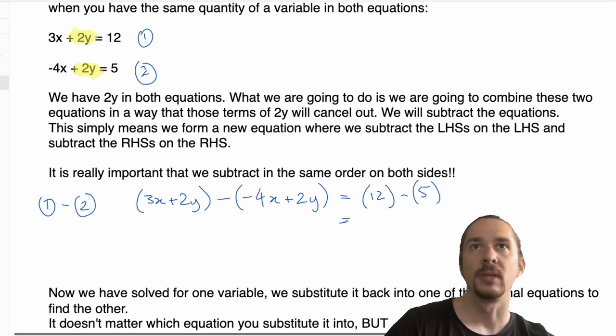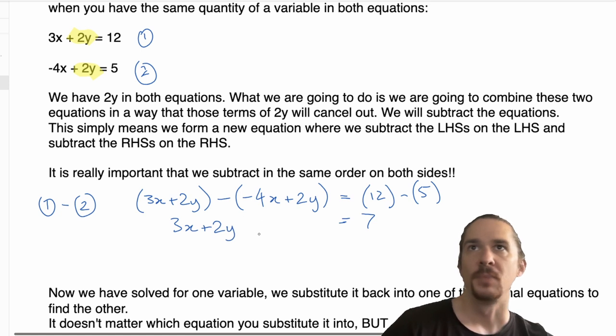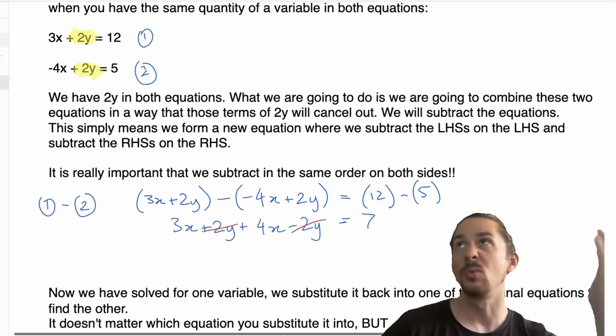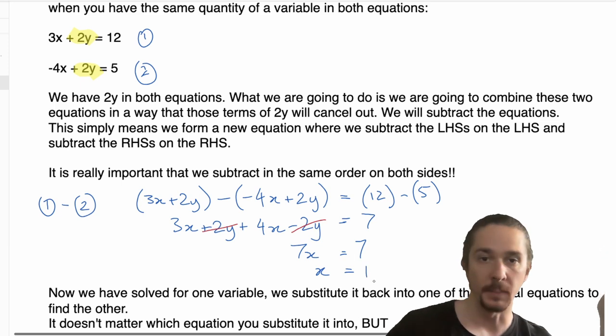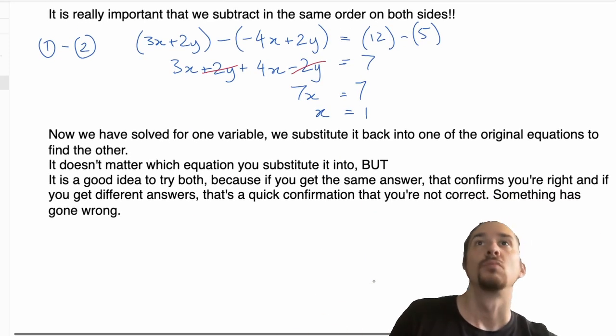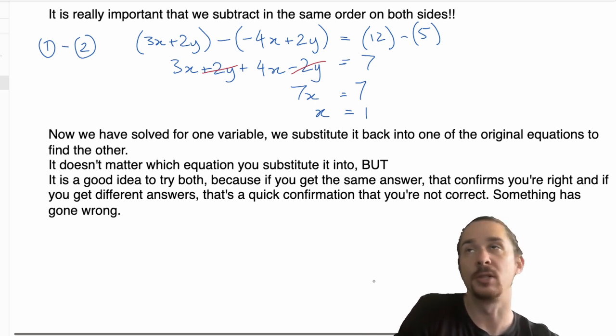Let's see what we can do with this. So that's going to become a 7. Over here, I'm going to leave this untouched for a moment, but this is going to become plus 4x minus 2y. And the beauty of this is that this plus 2y and this minus 2y, they just oppose each other. They disappear. So I get that 7x equals 7. And how handy is that? That means x is equal to 1. We've solved for one variable. What we can do next is substitute it back into one of the original equations to find the other.